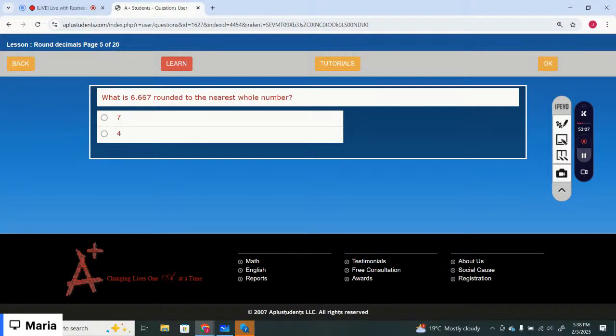What is 6.667 rounded to the nearest whole number? That is rounded to the whole number. That is 7. Option number 1 is the correct option.